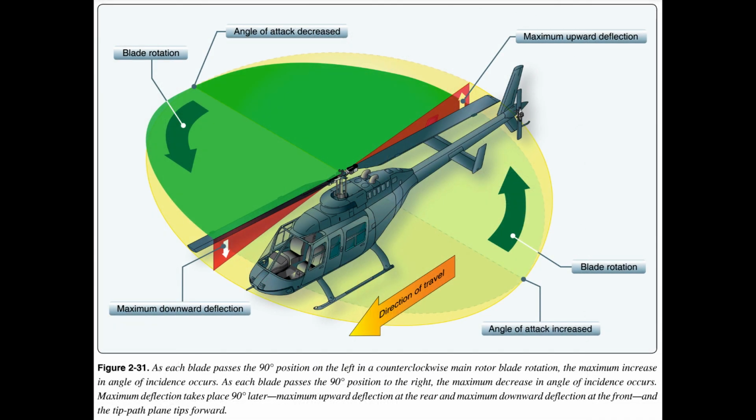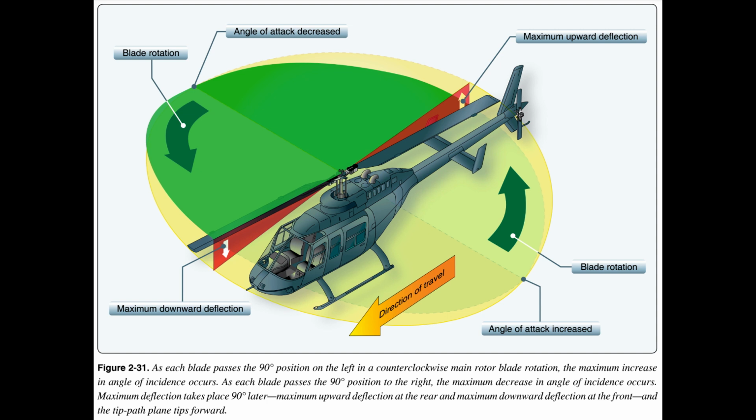The blade with the increased angle of incidence tends to flap up. The blade with the decreased angle of incidence tends to flap down. Because the rotor disc acts like a gyro, the blades reach maximum deflection at a point approximately 90 degrees later in the plane of rotation. Figure 2.31 illustrates the result of a forward cyclic input.